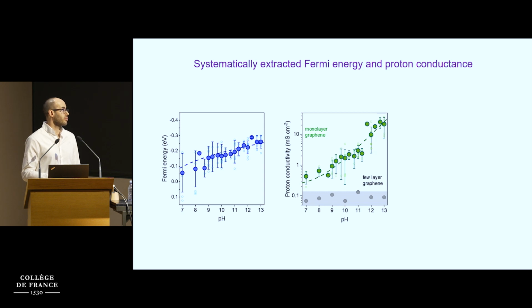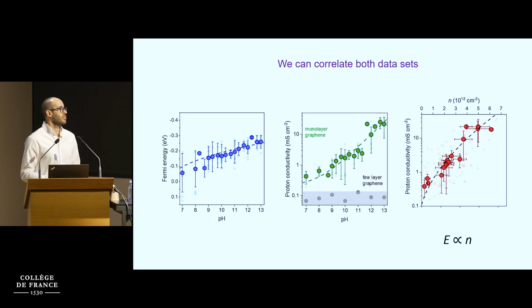Simultaneously, we measure proton conductivity, and what we see is that the proton conductivity increases exponentially as you increase the pH. And what we did then is, of course, put 2 and 2 together, where you show proton conductivity versus charge carrier density. If you have Fermi energy, you can directly extract charge carrier density. And what this tells you is that the proton conductivity increases exponentially with the charge carrier density in the system. Now, up to here, that's where the experiments finish, because that's all you can measure.